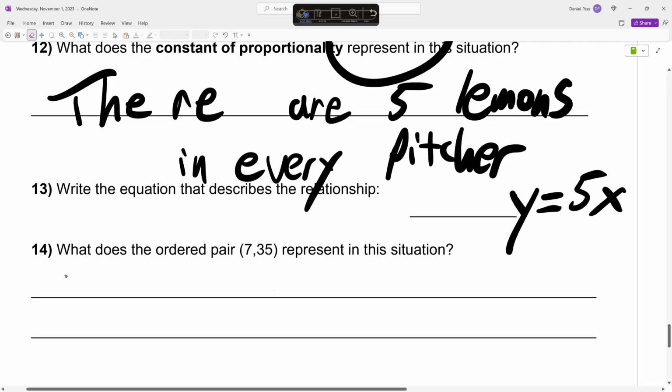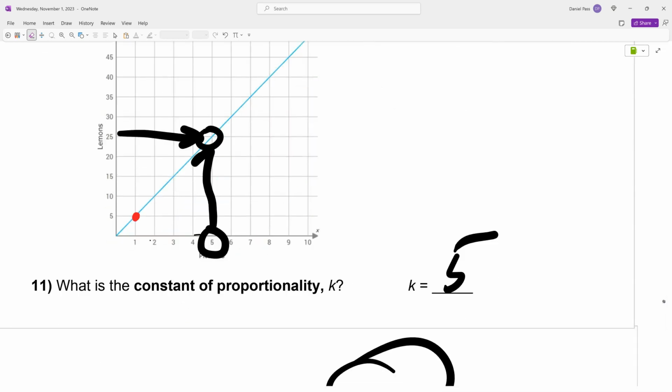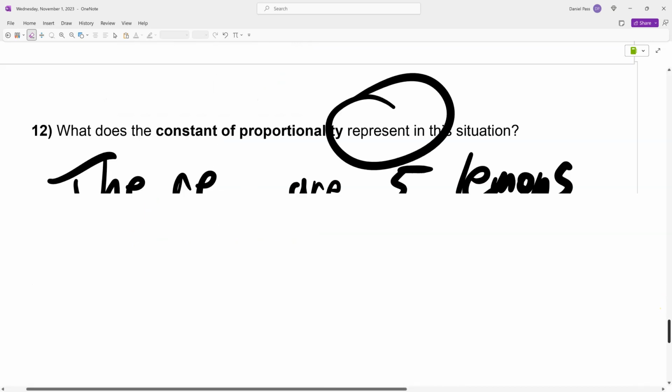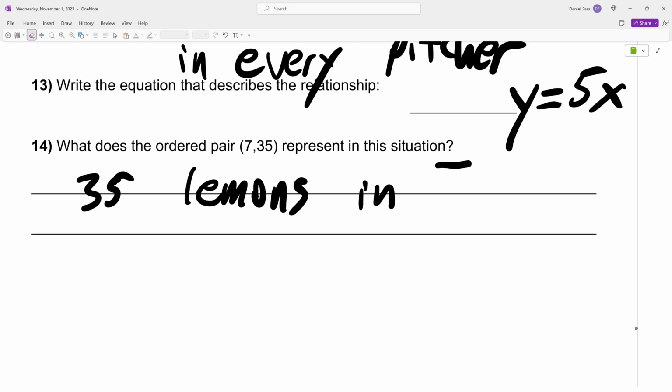Okay, now what does 7, 35 mean? Like when you're on that part of the table, right? 7, 35. What does that mean in real life? We're using 35 lemons for what? For 7 pitchers. 7 pitchers of lemonade.